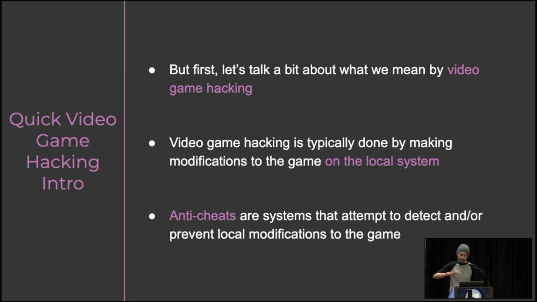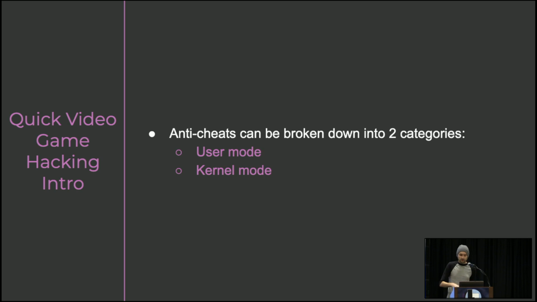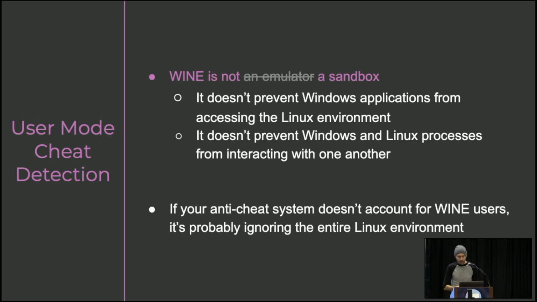It's not reaching out to APIs and things like that. You really just want to make the local application running on your computer do something different than it usually would do. And so we have a catch-all term, which is an anti-cheat, which are systems that attempt to either detect or prevent local modifications to the game. So when we talk about hacking, we're specifically talking about what you might also call just modding, basically trying to modify an application at runtime on your system. And when we talk about anti-cheats, we can break that down into basically two categories: user mode and kernel mode. Let's start with user mode cheat detection.